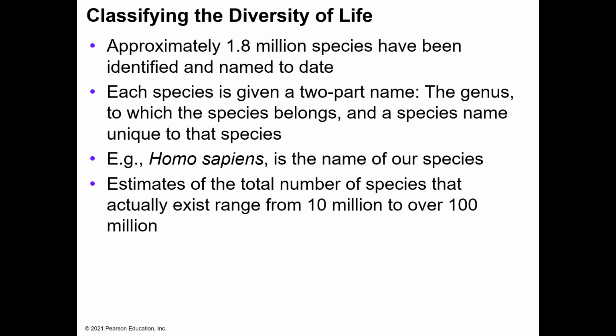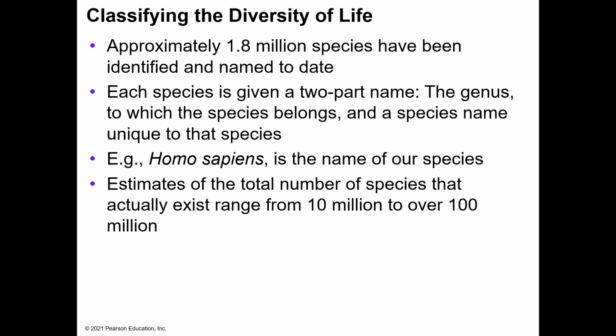So there are estimates of the total number of species that actually exist, and they range from 10 million to over 100 million species. Personally, I think 10 million is a conservative number. I think it's much, much larger. And the reason for that, and why a lot of people do believe there are a lot more species, is because there is a microscopic world that a lot of people do not study, and there are millions of species that are not named.